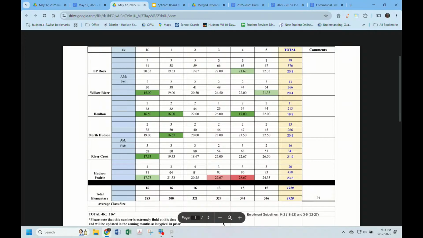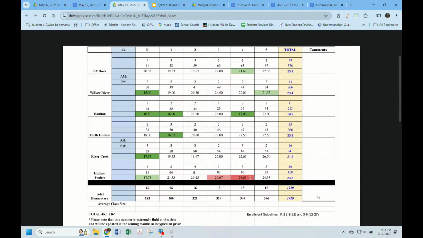In terms of the numbers, we're holding pretty steady. The greens continue to be green, which basically means that we are below or well below our class size guidelines. If it's light red, we're 1 above. If it's more than 1 above our class size guidelines, then it's the darker red. The one that we are watching, and we talked about at the work session, is Hudson Prairie 4th grade, where it's 28, 29, 29.